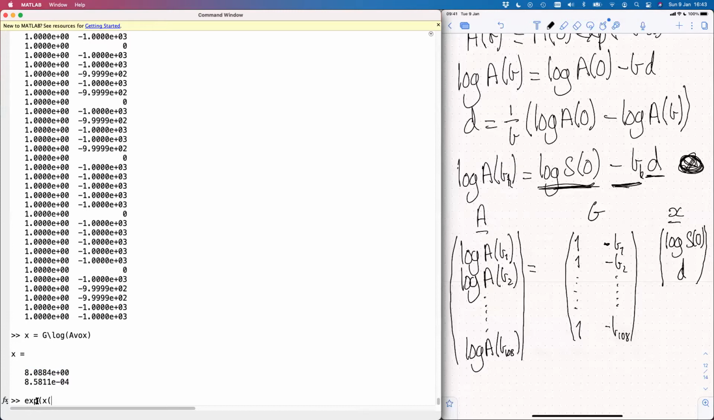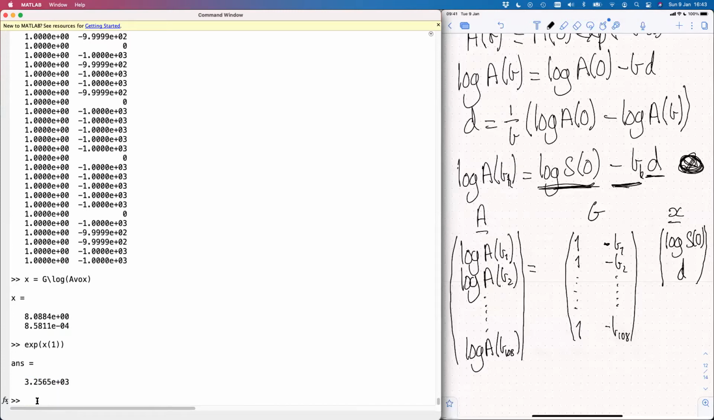exp of X1 is 3,250 odd. Okay, so that's an encouraging sanity check. So that's performed this estimate then for a single voxel.